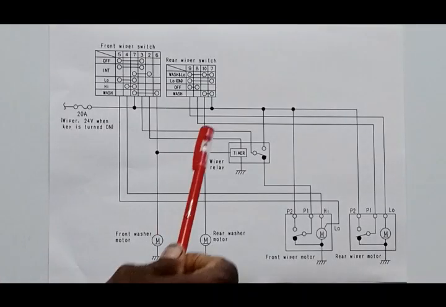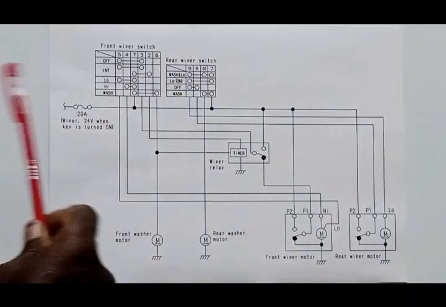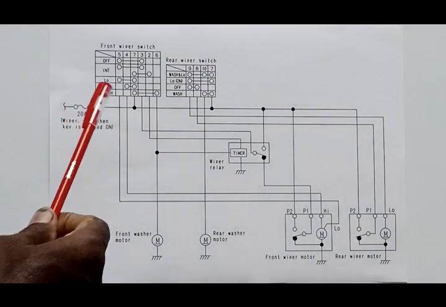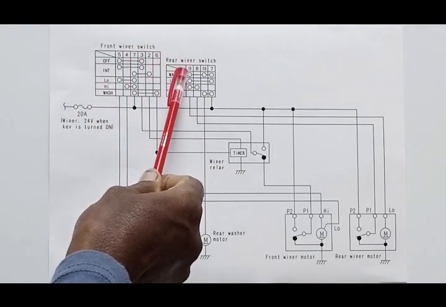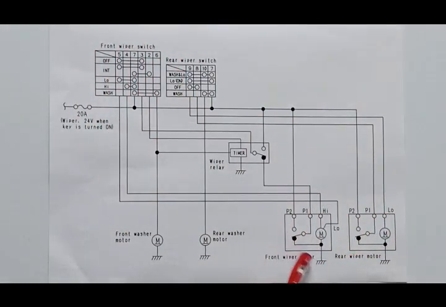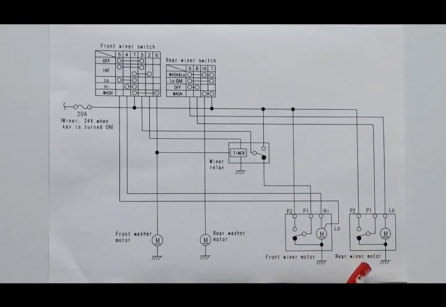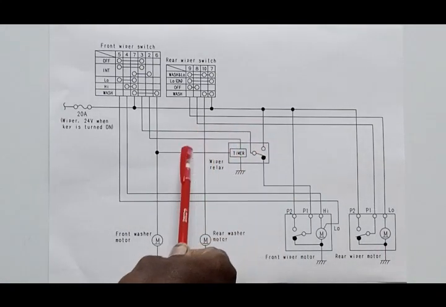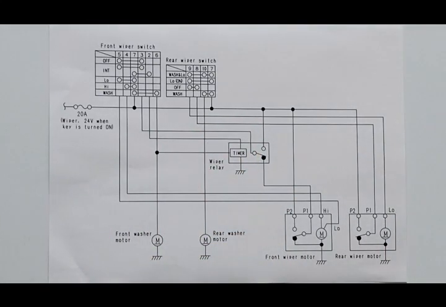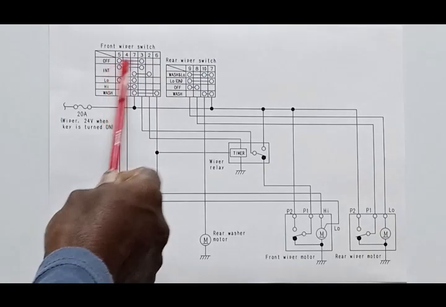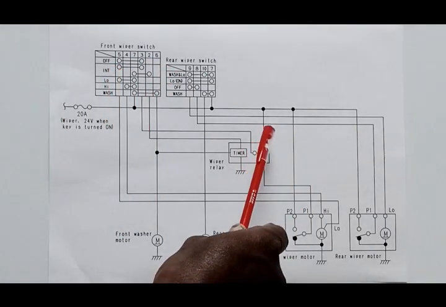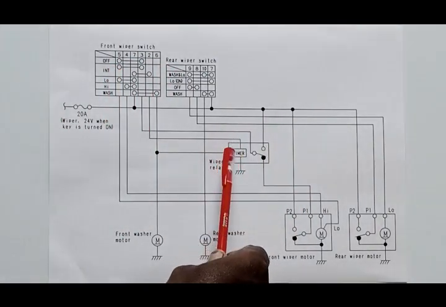So viewers, this one is our simple diagram, and in the diagram you can see there are two switches, showing the front wiper switch and rear wiper switch. There are two wiper motors, the front wiper motor and the second, rear wiper motor, and this one is our timer relay. As you also watched in the video, I showed you the two switches, rear and front. Same, this is also the timer you have already watched.